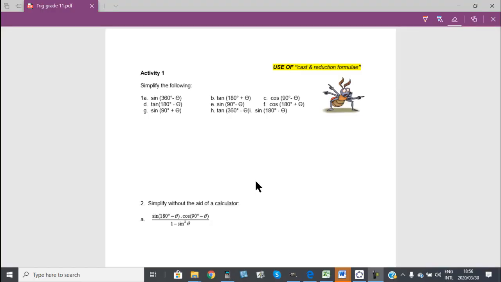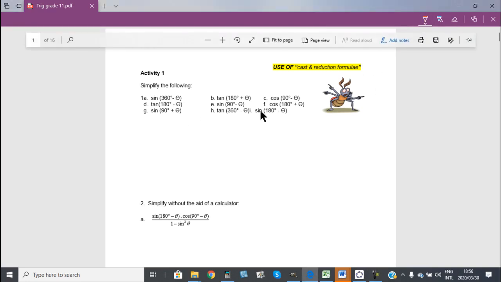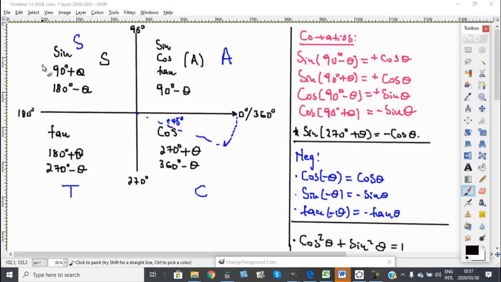Alright, so let's continue to apply the CAST diagram with one or two examples. I think we've already seen some from the previous video, but we can always take maybe just one more. So if we take sine of 180 minus theta, we say sine, 180 minus, so we are in here, and sine is positive.